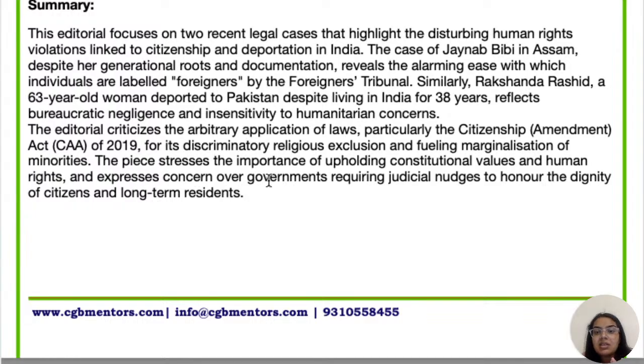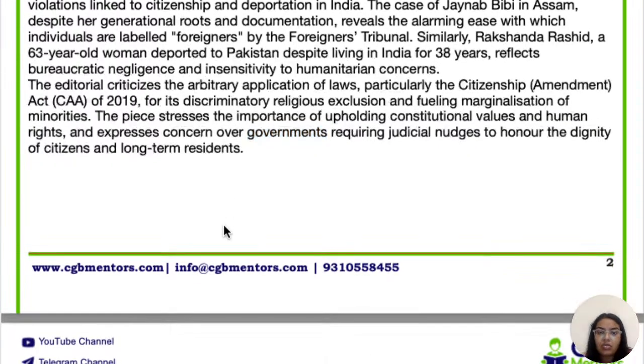And expresses concerns over governments requiring judicial nudges to honor the dignity of citizens. इसमें judicial push की, उनको prompt करने की भी जरूरत क्यों पड़ रही है if the person is Indian or the long term resident of India. So this is what the author says.